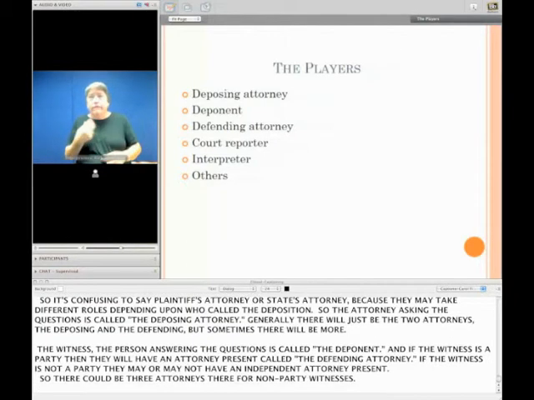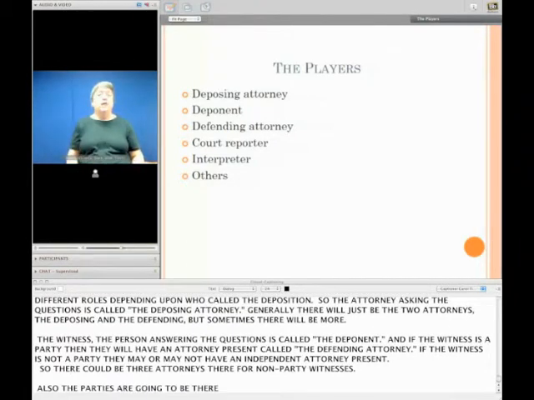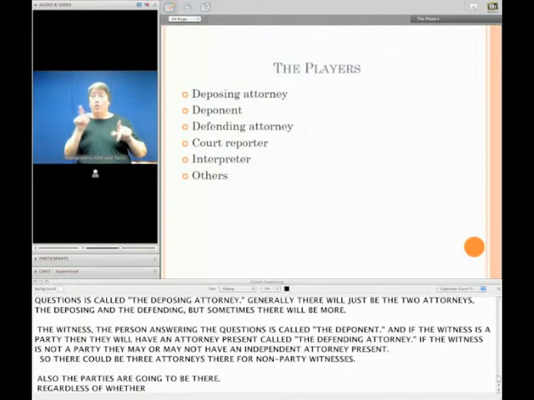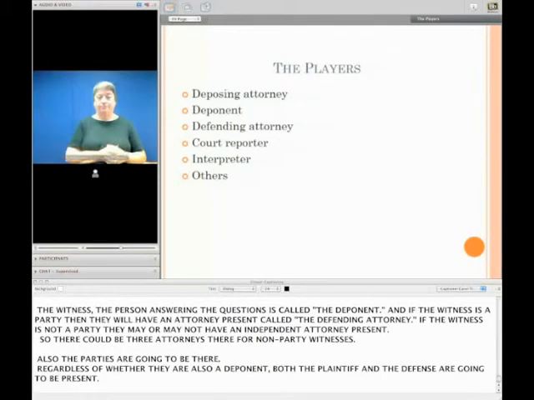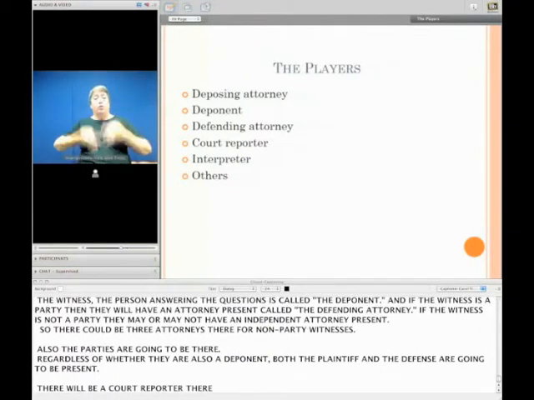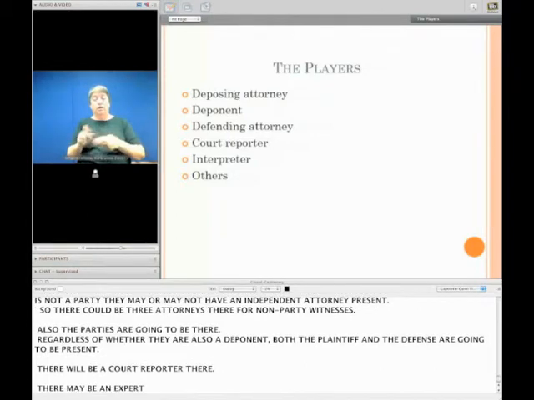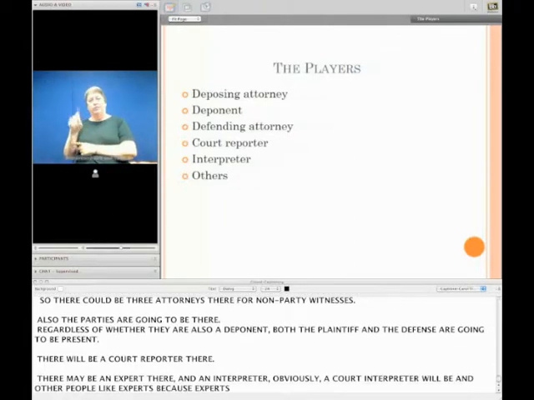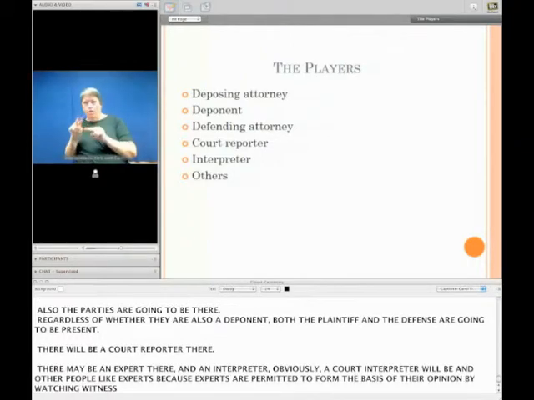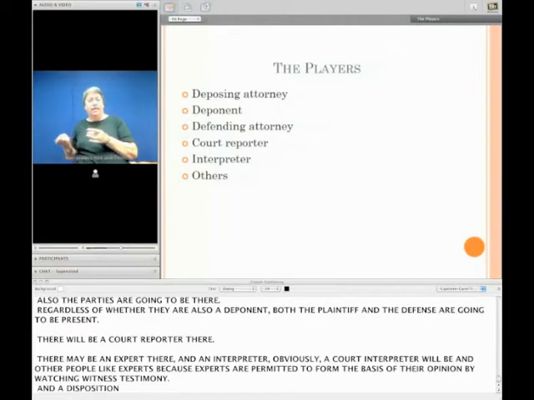Also, the parties are going to be there. Regardless of whether they're also a deponent, both the plaintiff and the defense are going to be present. There'll be a court reporter there. There may be an expert there, and an interpreter, obviously. A court interpreter will be there. There may be other people like experts there, because experts are permitted to form the basis of their opinion by watching witness testimony. And a deposition consists of witness testimony.